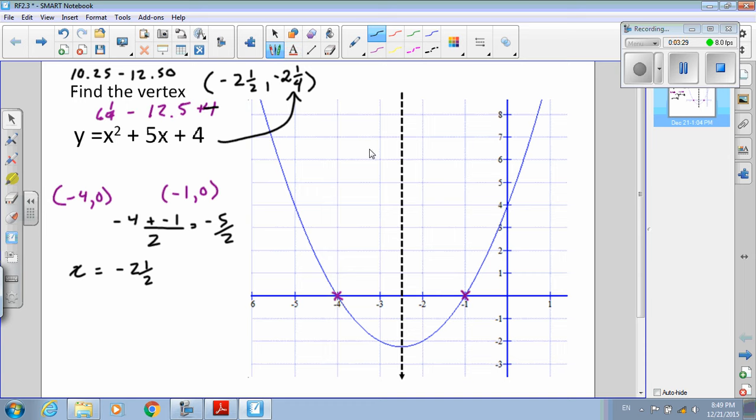So that's how you do it. You find symmetrical points. You find your axis of symmetry here, and once you find your axis of symmetry, you can substitute into your function to find your y value in your summit.